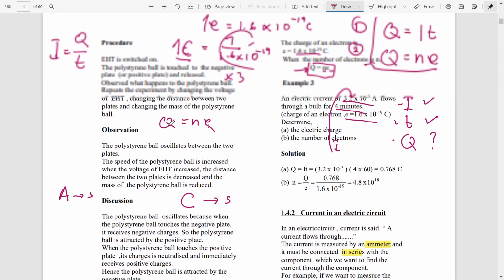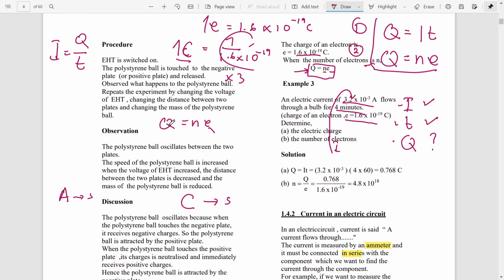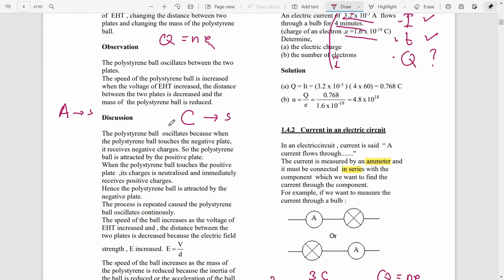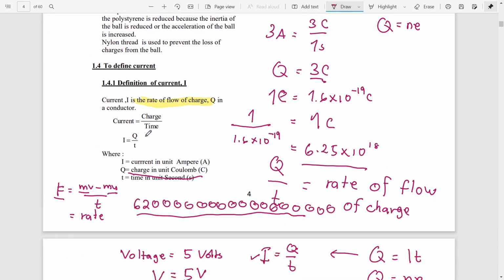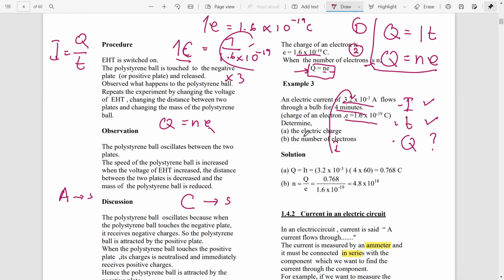Okay, so let's recall back what we had learned today. First, we had looked into the relationship between current, charge and time, where we can get the definition for current. Current is equal to rate of flow of charge. The symbol used is I, the unit is ampere, symbolized by capital A. Then we looked into the relationship between the total charge, the number of electrons, and the charge of an electron, where we can use the equation to find the number of electrons flowing at a certain time, or at a given total charge.